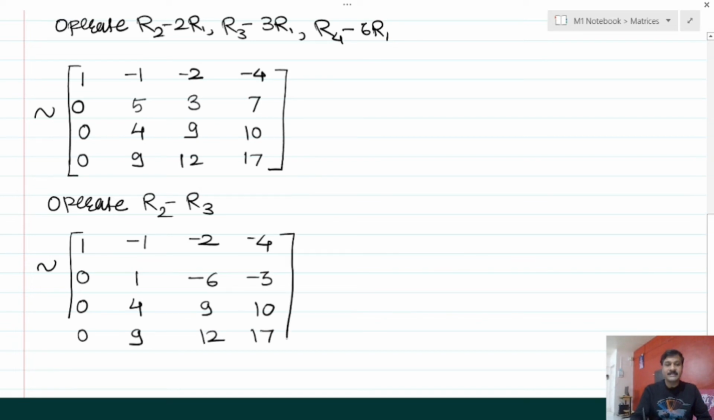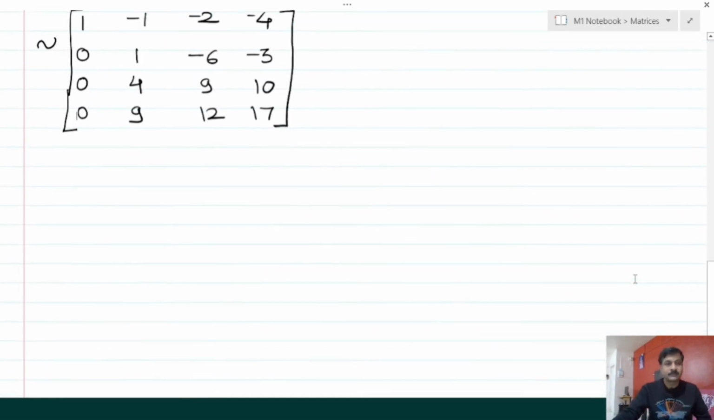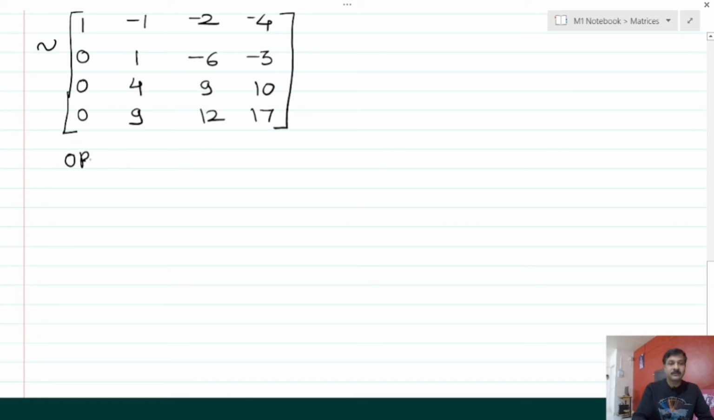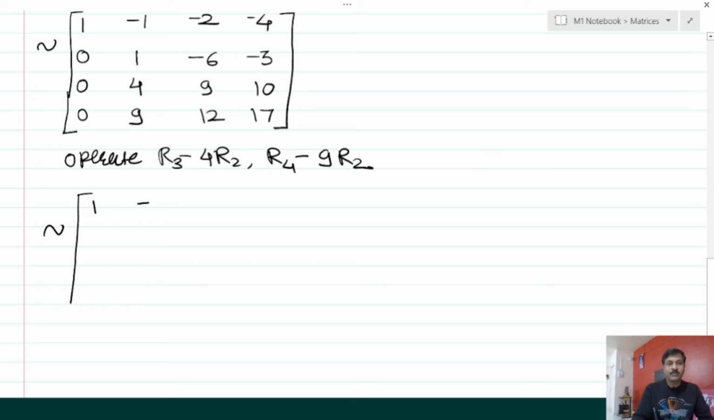Now by using this recent one and row transformation, obtain below that one zeros at a time. So operate R3 minus 4 R2 and R4 minus 9 R2. So I am getting corresponding elements. So 1 minus 1 minus 2 minus 4 means first row as it is, second row also as it is, and minus 3. And third row now changes: 0, 4 minus 4, 0.